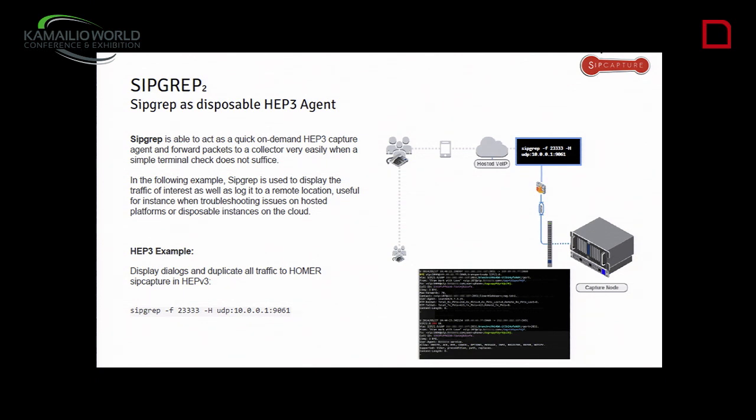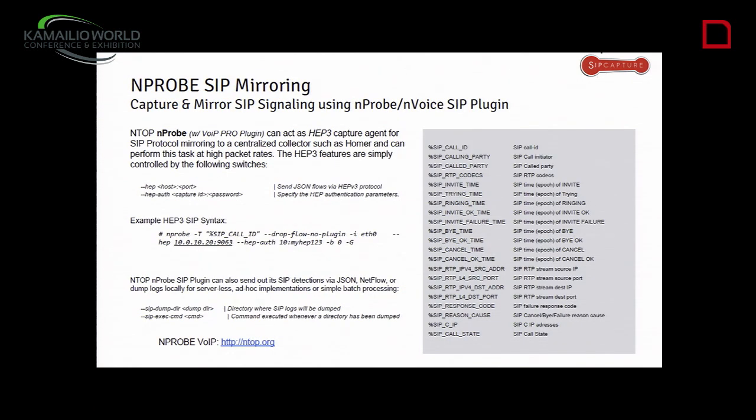The option is -H, and it just needs the protocol, IP, and port of your Homer instance. This is extremely useful on, let's say, virtualized infrastructure and so on, somewhere where you can just park a quick agent. We have also this year introduced HEP support in ntop's products.